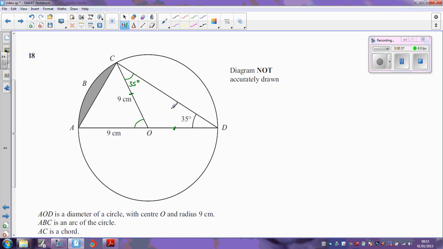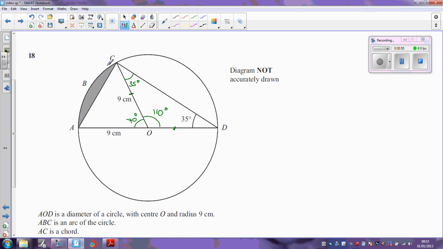Because this is a triangle, if we add these two angles together, you get 70 degrees, which means that we can work out this one, which must be 110 degrees. 110 plus 70 makes 180 degrees, which means that this angle here, the important one, must be 70 degrees.